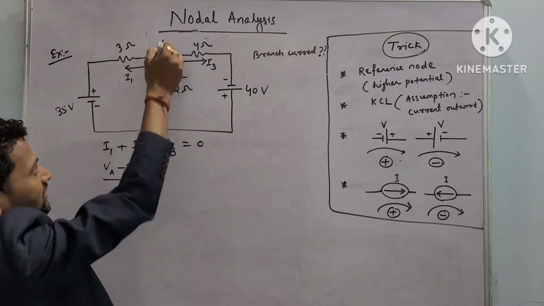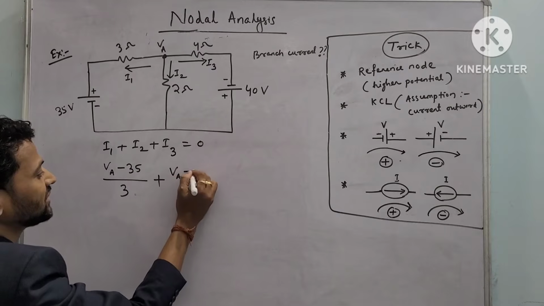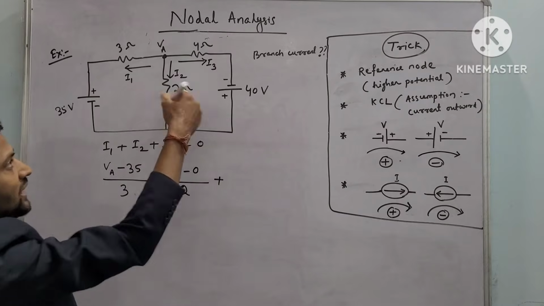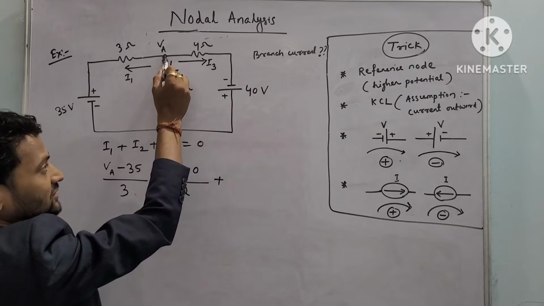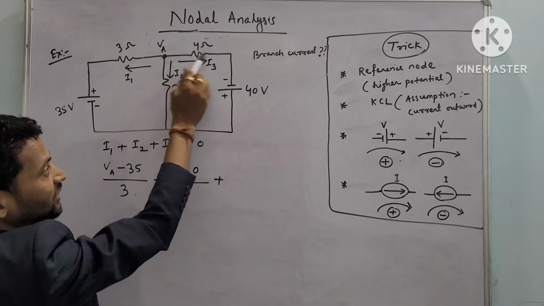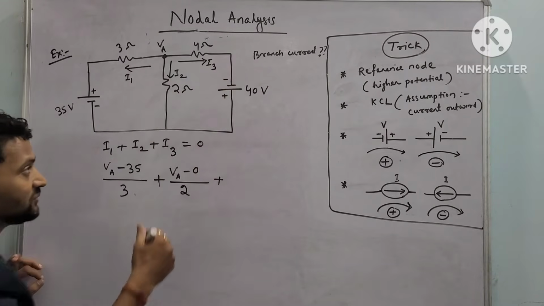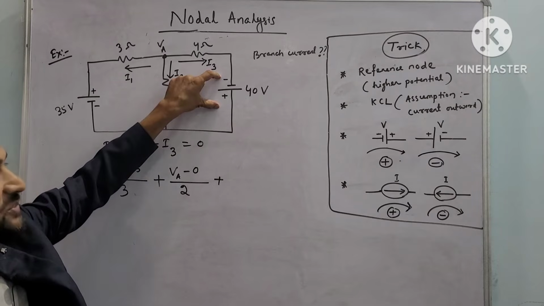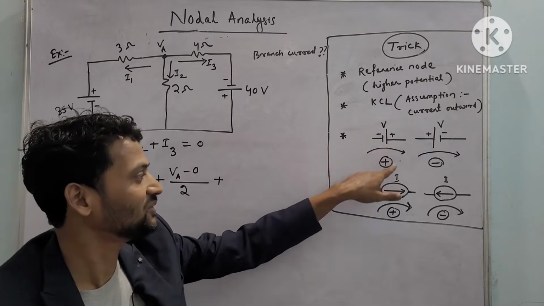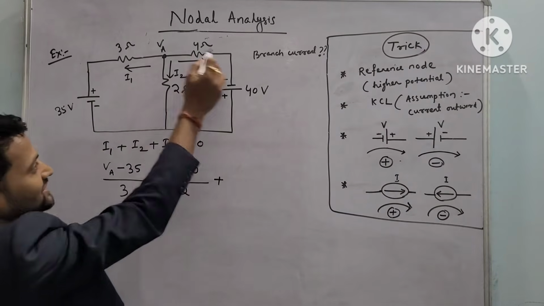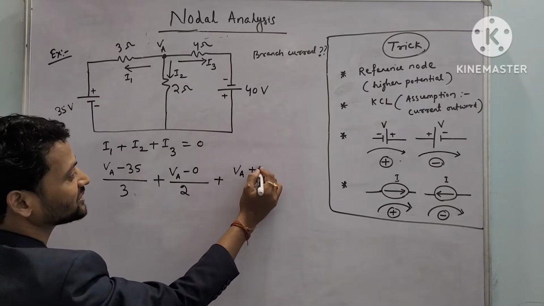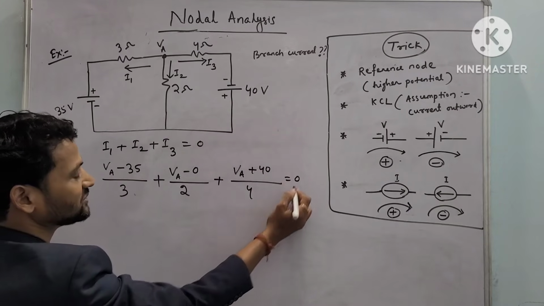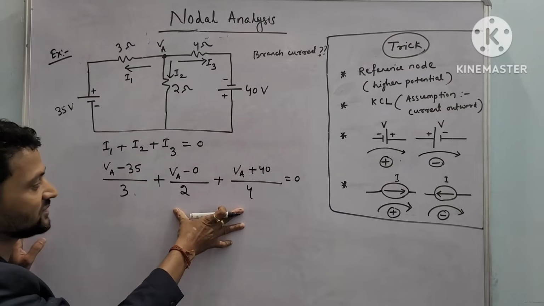Next, what about I2? What is the change in potential here? VA minus 0, upon the resistance, which is 2, plus. What about I3? I3 is VA. Next, we are going from this point, which means we are going from lower potential to higher potential, so this sign would be positive. What is the change in potential here? VA plus 40, upon the resistance 4, will be equal to 0.